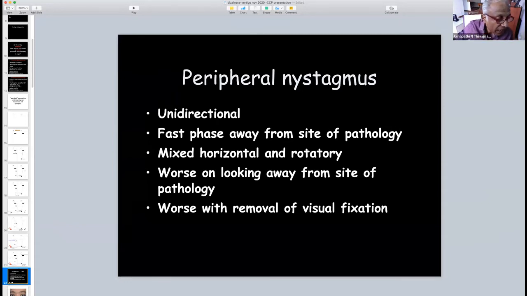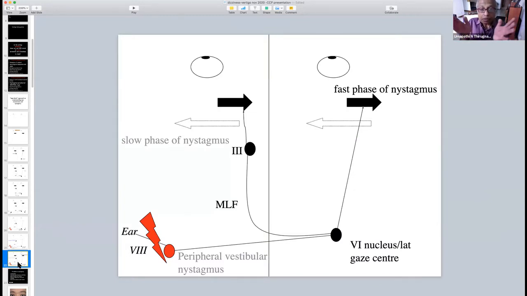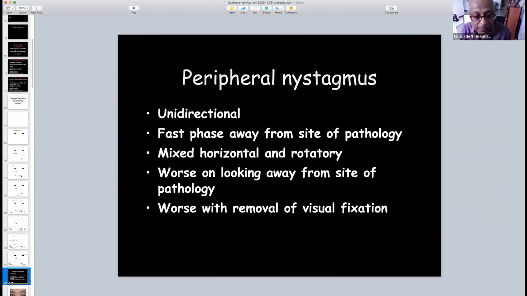The second thing we figured out very elegantly is that because of the pathology in one ear, the fast phase seems to be the corrective one. So it's always beating away from the pathology. Remember that my left ear was damaged, my right ear was fine, the direction of the gaze was towards the left, slow phase, and then the correction coming back to the center is always away from the pathology. Again, you don't have to memorize it. You can work it out by just doing what I refer to as the vestibular dance. Okay, so fast phase away from the site of pathology.